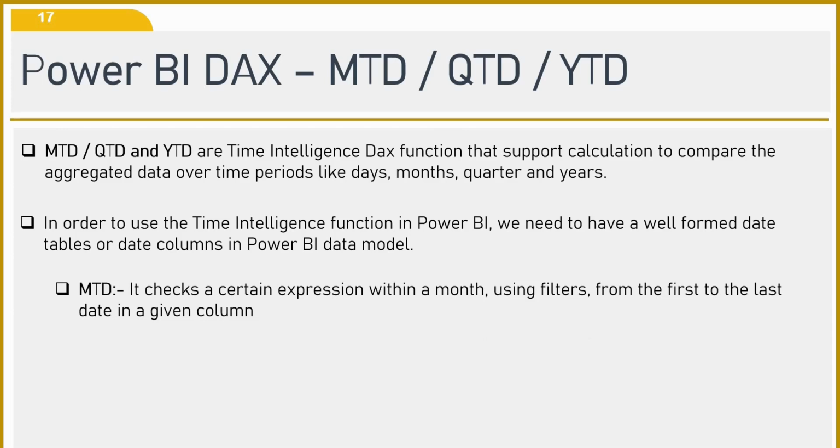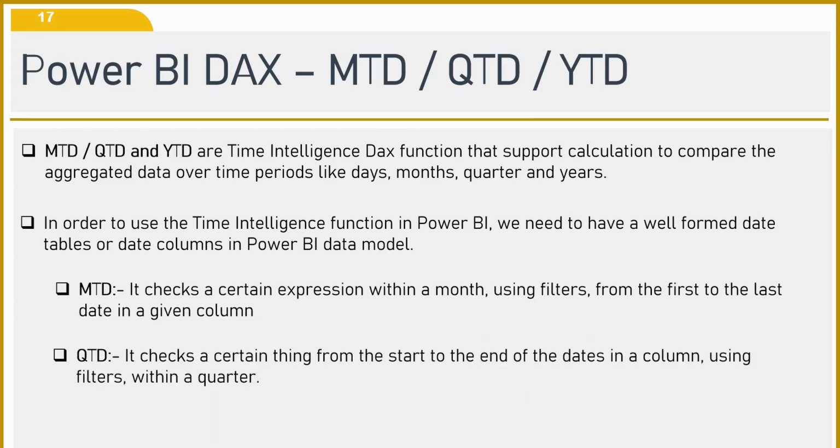Let's take an example. I have data in my data model from 1st of December till 22nd of December. What this MTD function will do is take the 1st of December as the start date and the 22nd of December as the latest date from that date table or date column, and it will give me the aggregated value as MTD. So that's what an MTD function does.